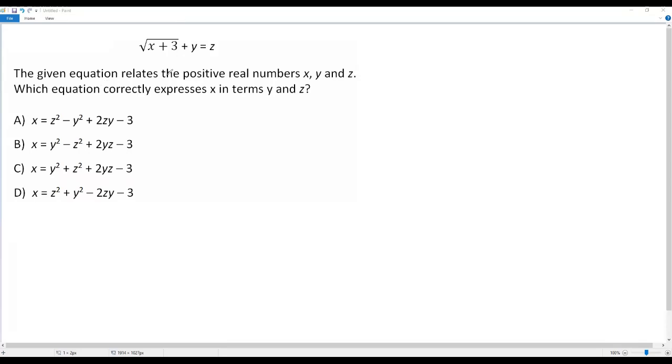The given equation relates the positive real numbers x, y, and z. Which equation correctly expresses x in terms of y and z? That is, we have to solve for x in this equation in terms of y and z. Okay, now let me take this equation as it is.